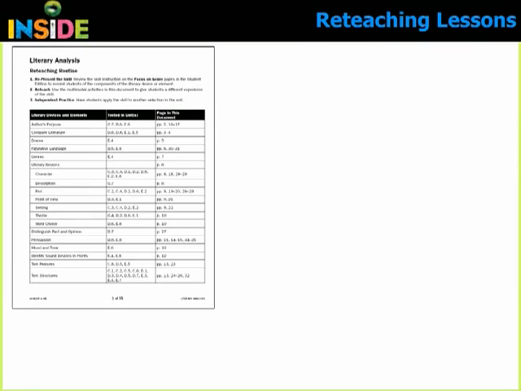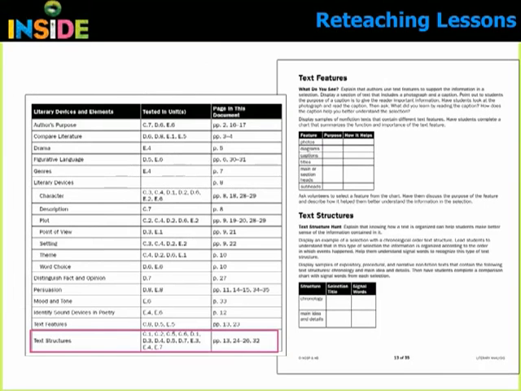Here is part of the Reading Comprehension Literary Analysis reteaching lesson. This is a 35-page document, but it is the same document for all literary analysis reteaching needs. On the front of the reteaching packet for reading comprehension and literary analysis, you can see which literary devices and elements are tested in each unit and which pages of the packet contain the reteaching lessons for that element.